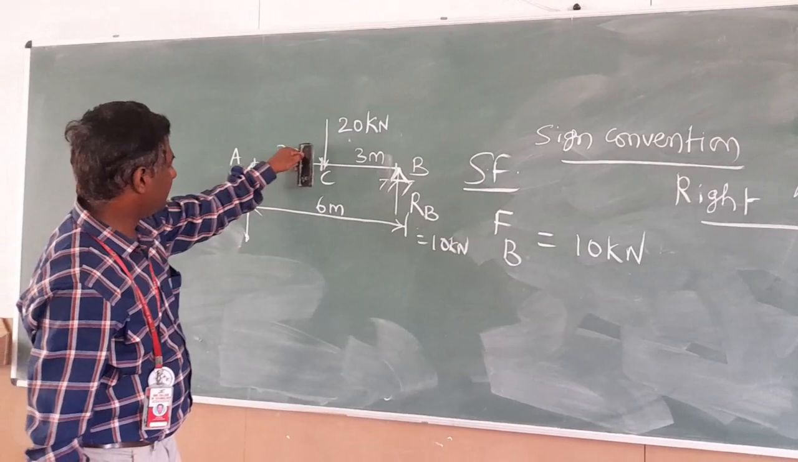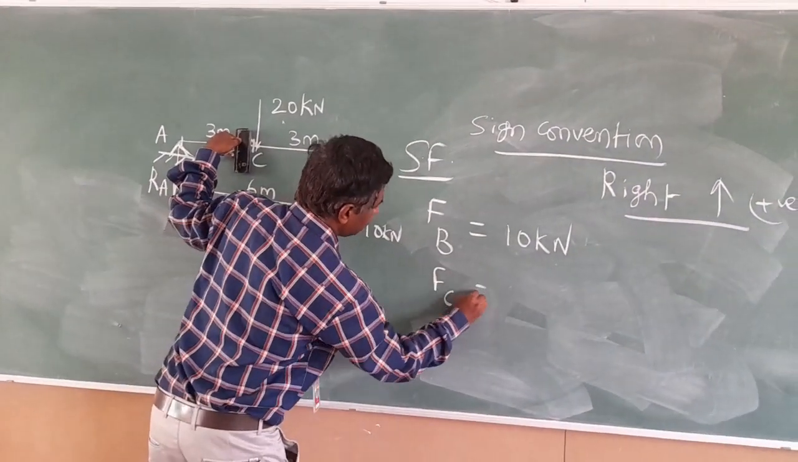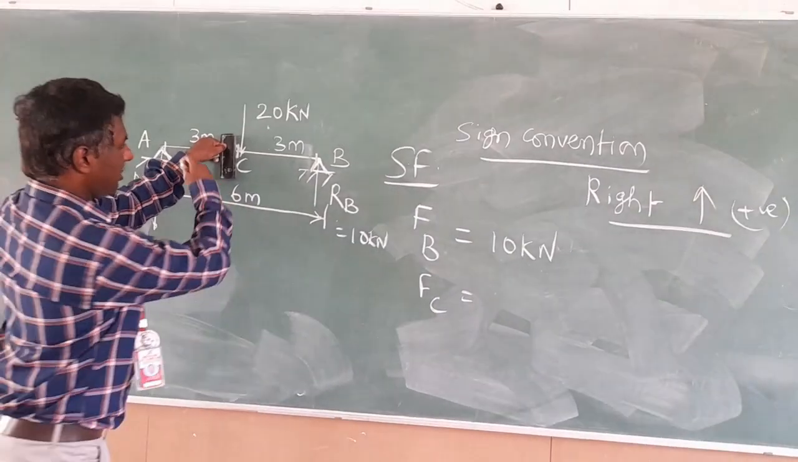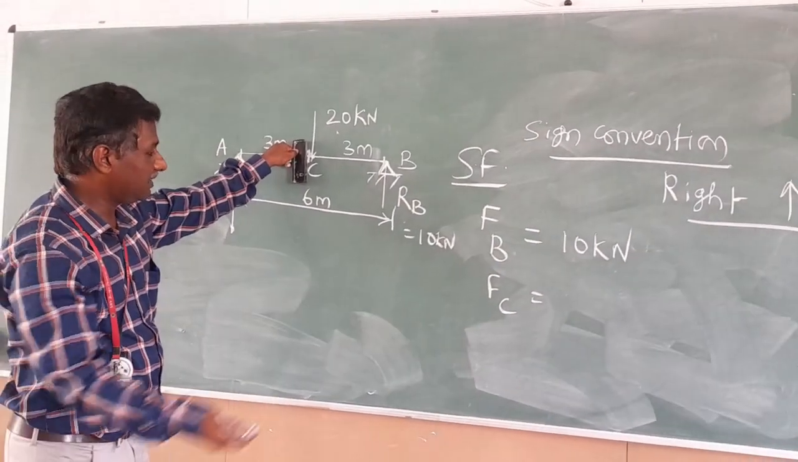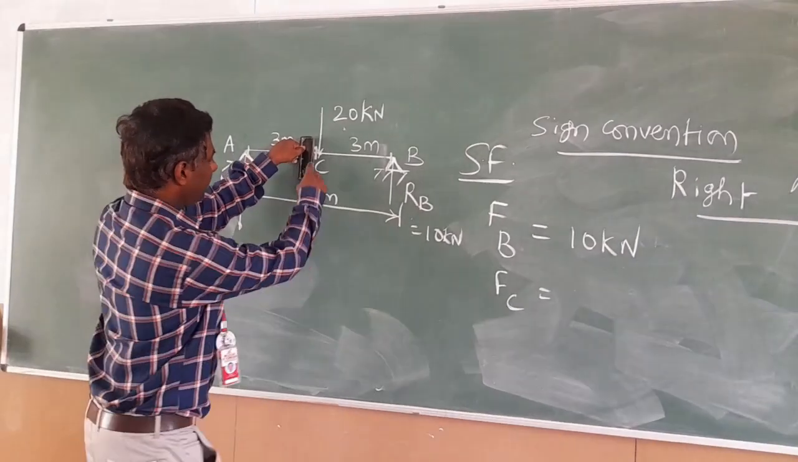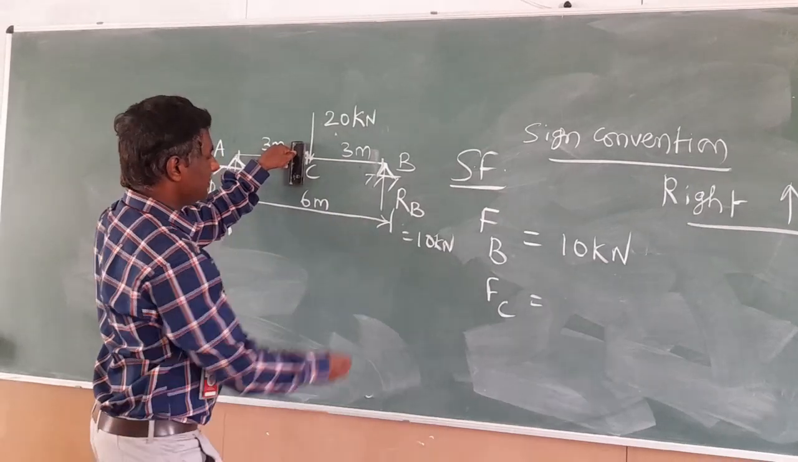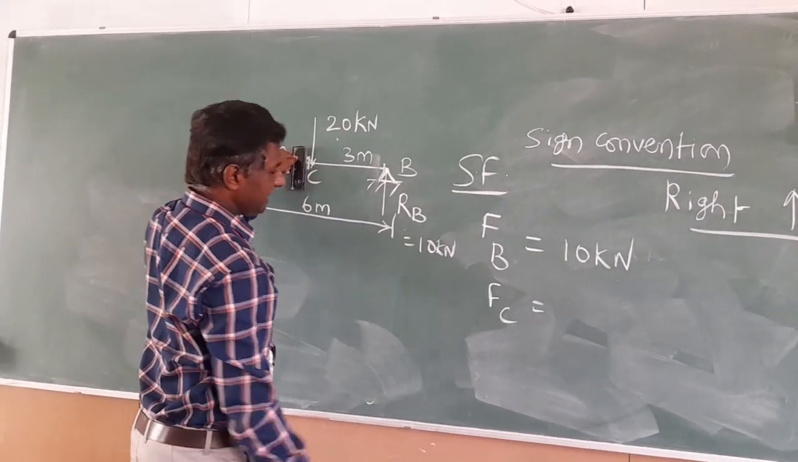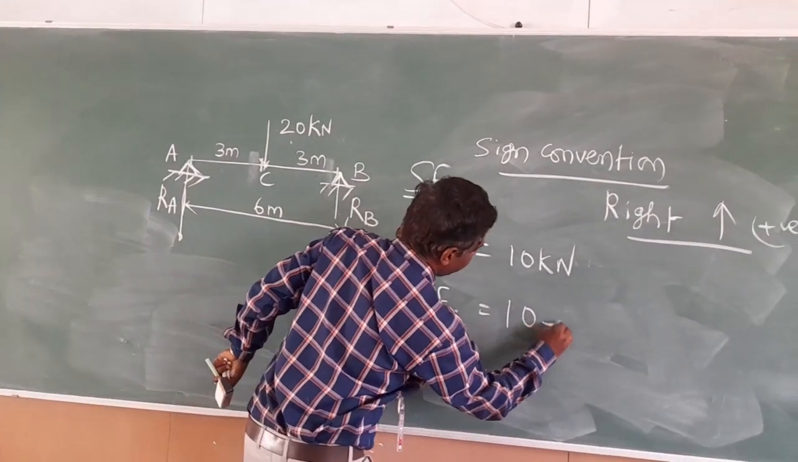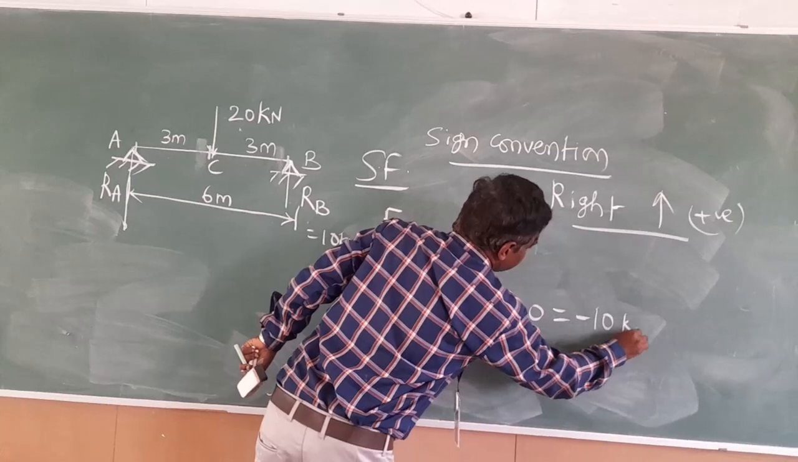And I am going for point C. What is the shear force at point C? Now you can go for the right side or the left side. I will take both here. If I take the right side, there is RB and the 20 kilonewton load. RB is right up, so positive, and the 20 kilonewton is right down, so negative. So 10 minus 20 equals minus 10 kilonewton.